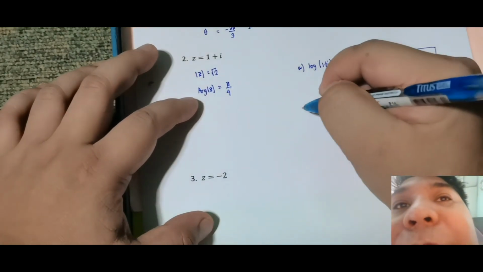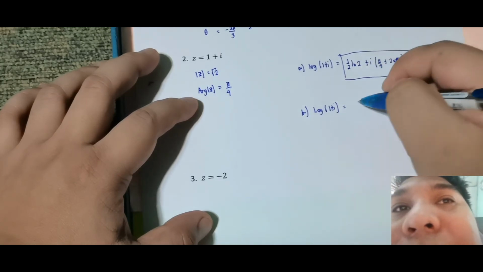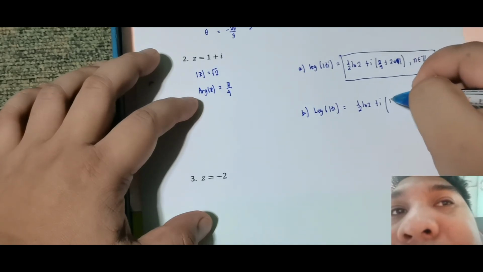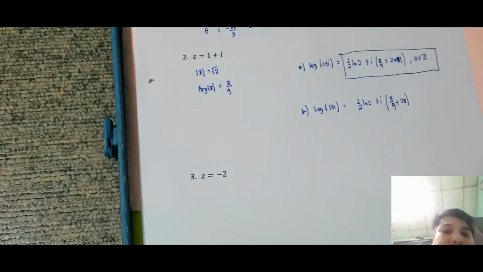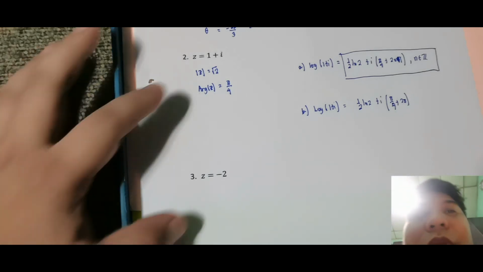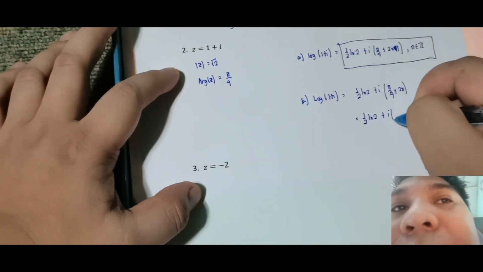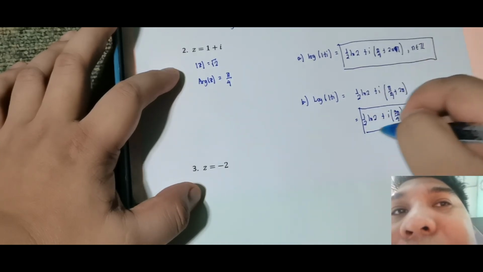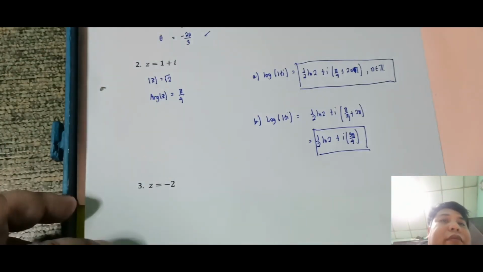Okay, next is the principal logarithm ng 1 plus I, which is just equal sa 1 half ln of 2 plus I, then this is pi over 4 plus 2 pi. So 2 plus 1 over 4 yan, no? So that is 9 over 4. So this is equal sa 1 half ln of 2 plus I times 9 pi over 4. Ito yung kanyang principal logarithm, for n is equal to 1 kasi yan. Okay, so ganun siya kasimple.